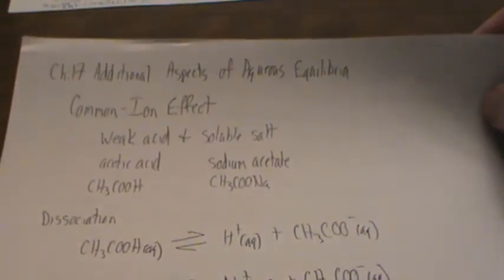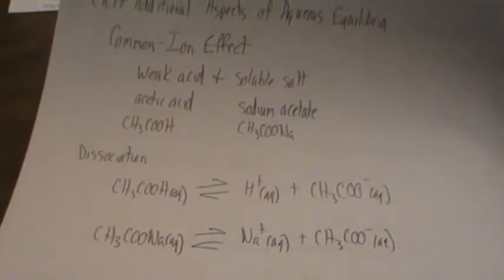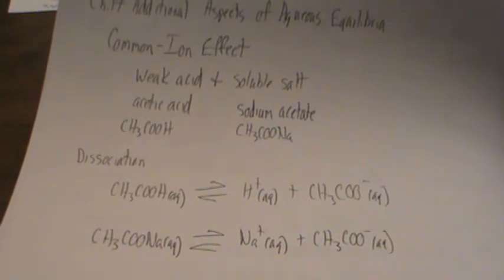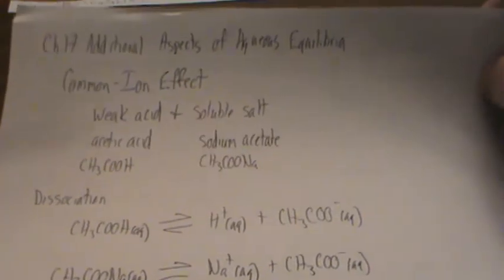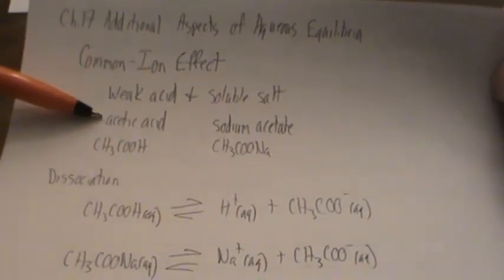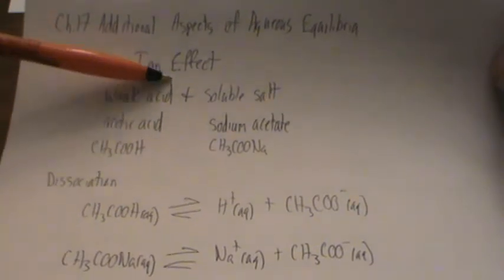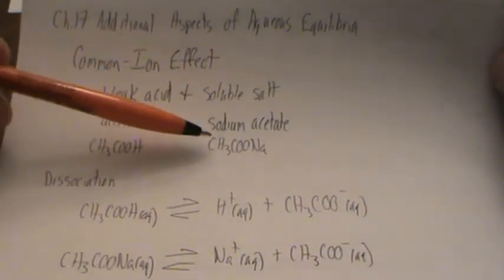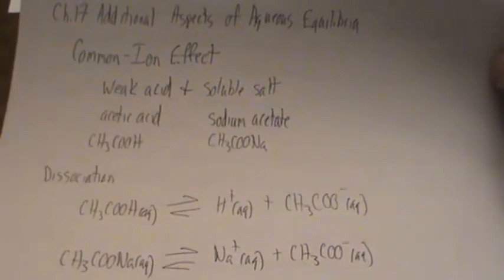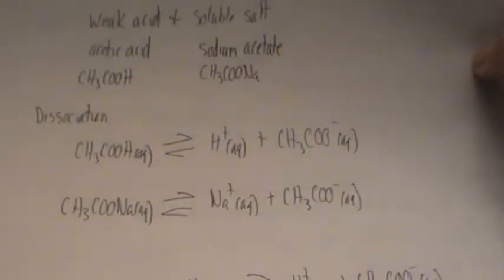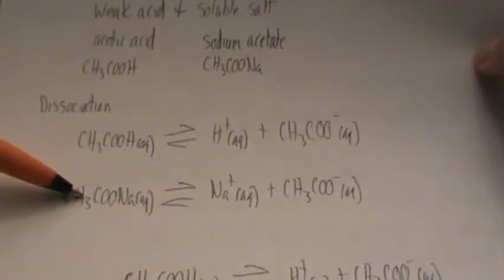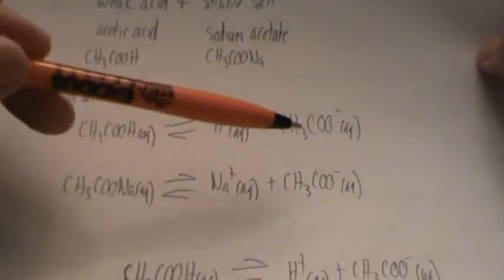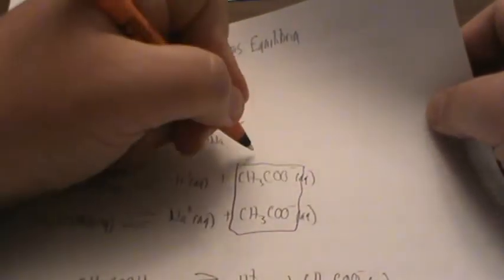A common ion effect is when we have a weak acid or weak base and a salt that have a common ion in them. So, for example, our weak acid, acetic acid, CH3COOH, and the salt, sodium acetate, CH3COONa. If we take both of these through dissociation, breaking them apart, acetic acid gives us our hydrogen ion and our acetate ion. Sodium acetate gives us sodium ion and acetate ion. So our common ion is acetate.